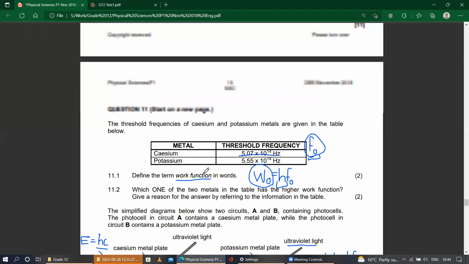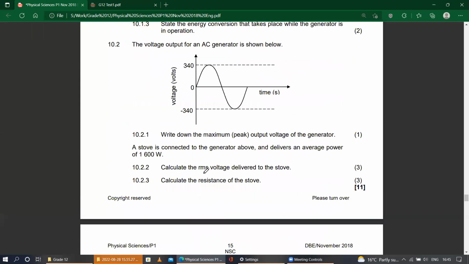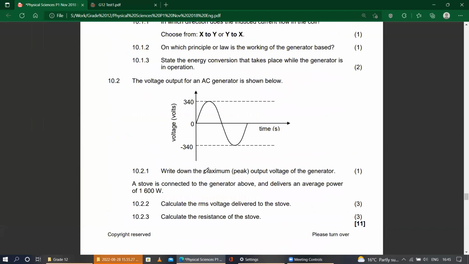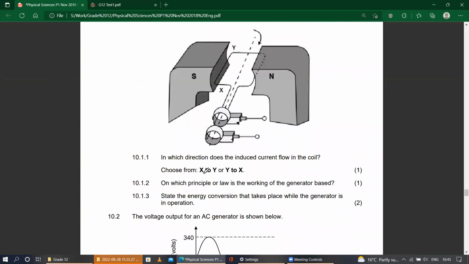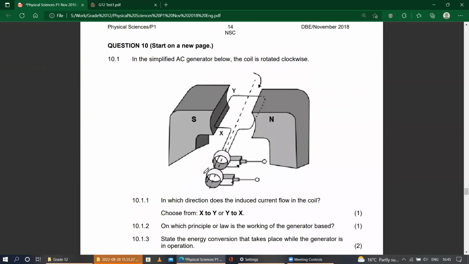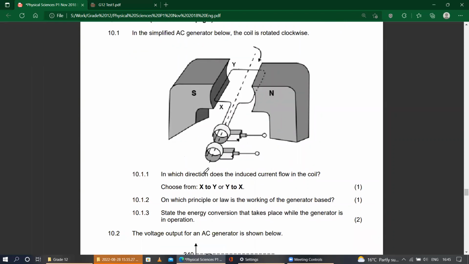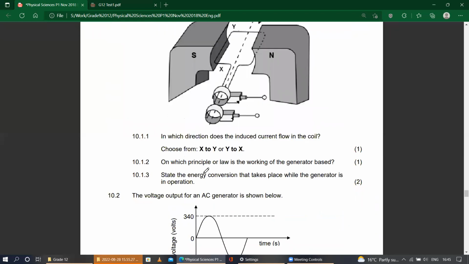Since you haven't attended most of my classes, we did the photoelectric effect. Can we go back to generators and motors? Yes, sir. Okay, I just got your photo.